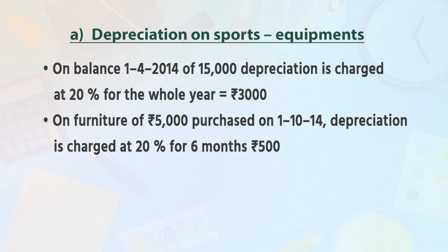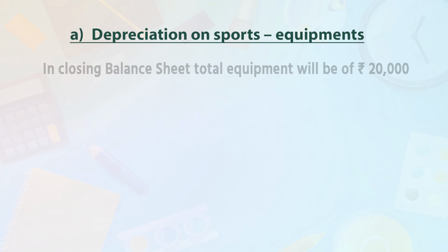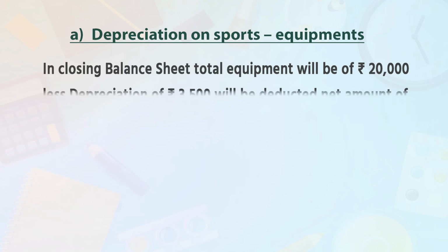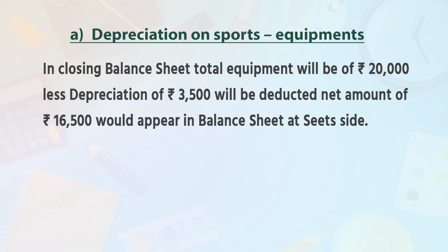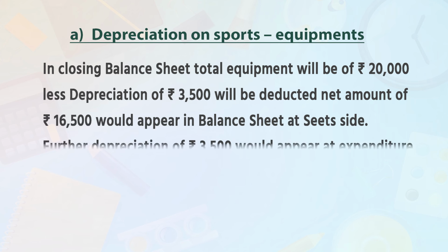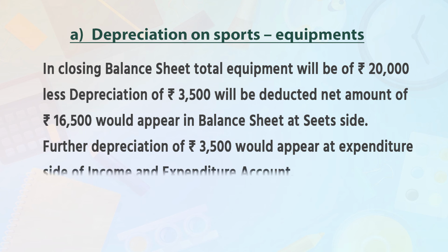On furniture of rupees 5,000 purchased on 1st October 14, depreciation is charged at 20% for 6 months, rupees 500. Therefore, total depreciation is rupees 3,500. In closing balance sheet, total equipment will be of 20,000 rupees, less depreciation of rupees 3,500 will be deducted. Net amount of rupees 16,500 would appear in balance sheet at asset side. Further, depreciation of rupees 3,500 would appear in expenditure side of income and expenditure account.